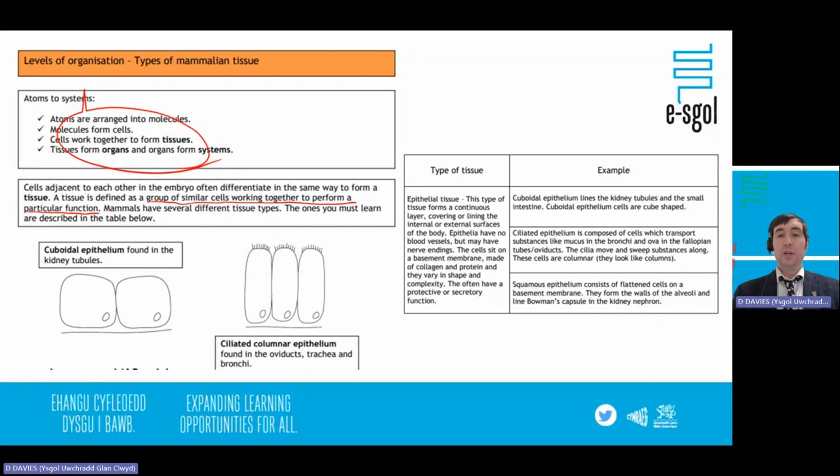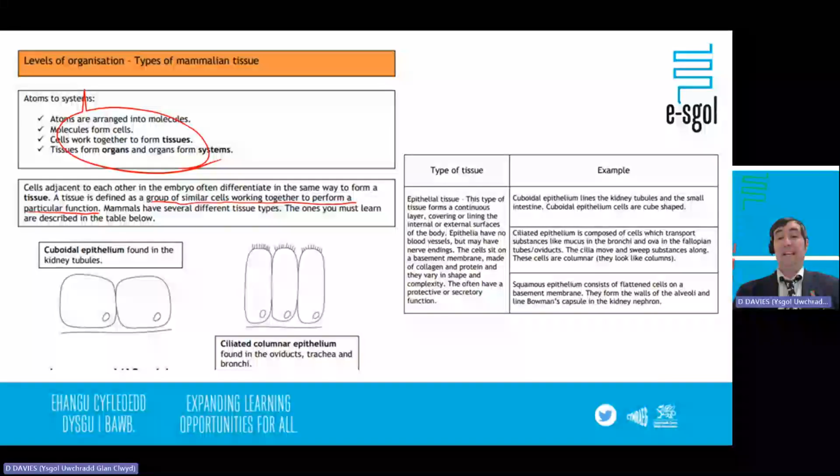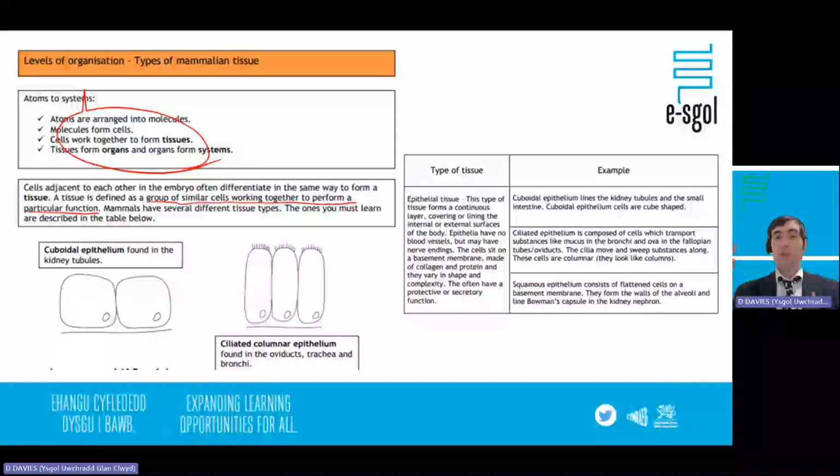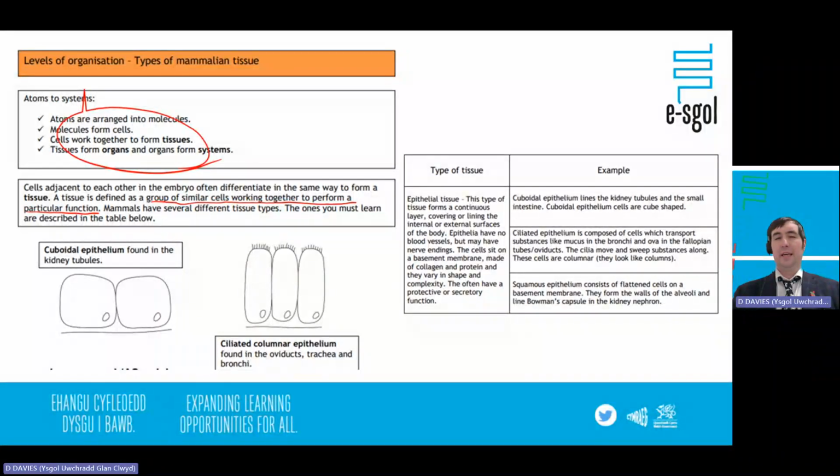So you have got cuboidal epithelium tissue, and you've got ciliated columnar epithelial tissue. These are types of epithelial tissue. Epithelium, I hope you know, means a covering or a layer or a membrane type of thing. Not a membrane like a cell membrane, but like a skin or a membrane in the body made of cells. So there are three types. There are cuboidal epithelium, which, as the name suggests, are little cubes, like these guys here.